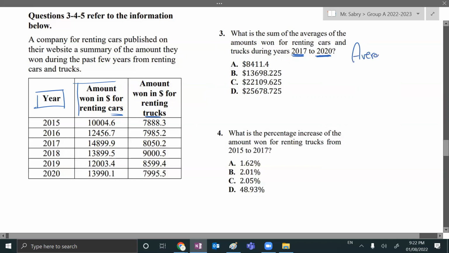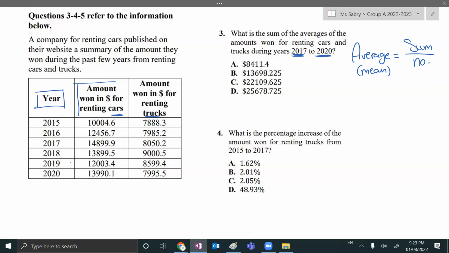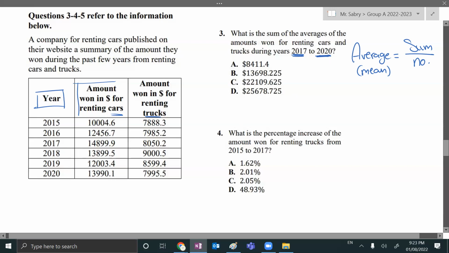The average is mainly something called the mean. The average and the mean are the same thing. How do I get the average? By adding them together, the sum over the number. So if I'm talking about from the year 2017 to the year 2020, I'm talking about a total of 4 years: 2017, 2018, 2019, and 2020. I'm supposed to add the amounts in these 4 years and then divide by 4. So that's what I'm going to do.